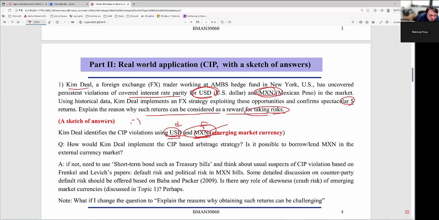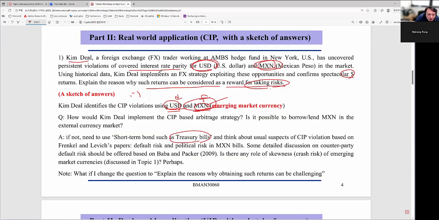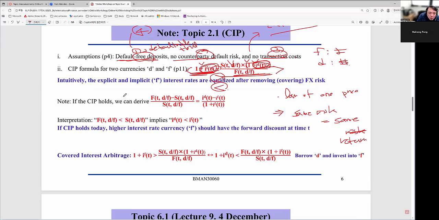Then how can we use this one? We could use Treasury bills. So instead of using a money market deposit, we can think about CIP violations for USD and Mexican peso using Treasury bills. So it's something like this. If you have one Mexican peso, you can buy a Mexican T-bill. After one period, you're going to get 1 plus i, the Mexican peso interest rate. Or you can convert the Mexican peso into dollars, put that into the dollar money market, and after one period, convert the dollars back into Mexican pesos.